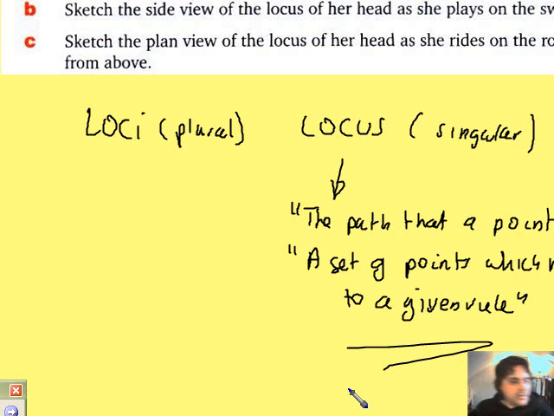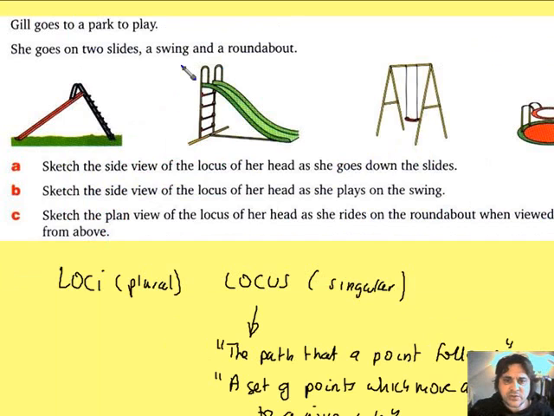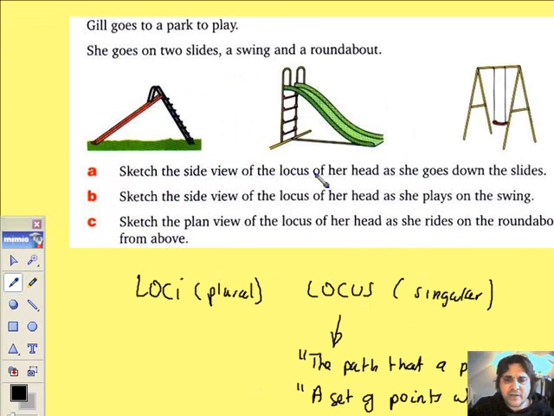Now let's look at Jill. This is question 2, very low level. We're trying to describe loci. Jill goes up a park to play. Well done her. She goes on 2 slides, a swing and a roundabout. Now sketch the side view of the locus of her head as she goes down the slides. That one and that one.